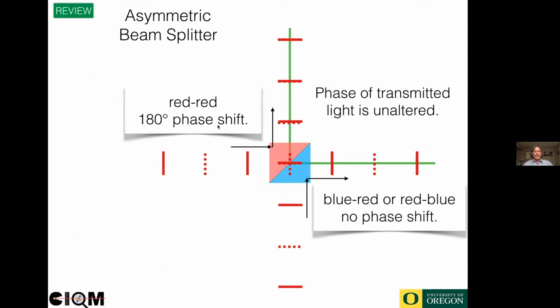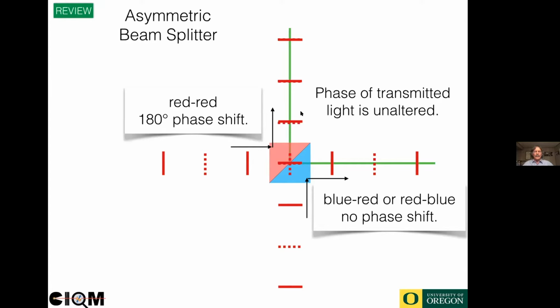This is a simplified cartoon showing how the asymmetric beam splitter affects the phase. The phase of transmitted light is always unaltered. It just goes through peak, trough, peak, trough, peak, trough, peak. Also, if you reflect from the blue side and come out the blue side, there's no phase shift. But if you transmit, or if you reflect from the red side to the red side, you get a 180-degree phase shift. So peak, trough, trough.